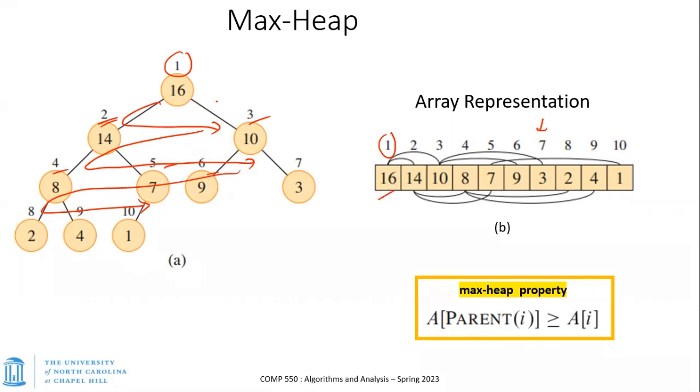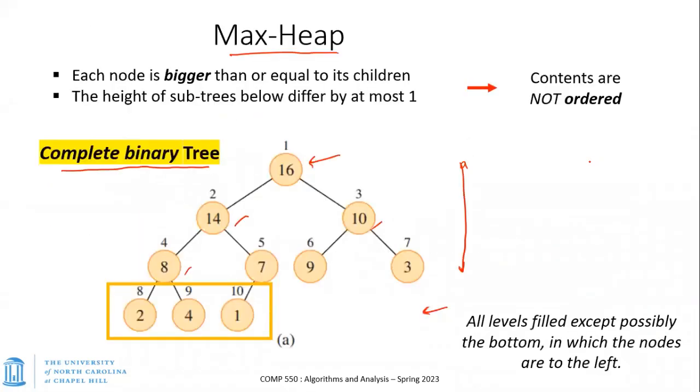You can see that, for example, 16 has 2 children, 14 and 10. And then 10 has children which are 9 and 3, and so on. But it's not necessarily sorted. If you go forward in this direction, you have 2 followed by 4, so it's not sorted. It has certain properties, but essentially it's unsorted. That's what a heap is. It's partially sorted.